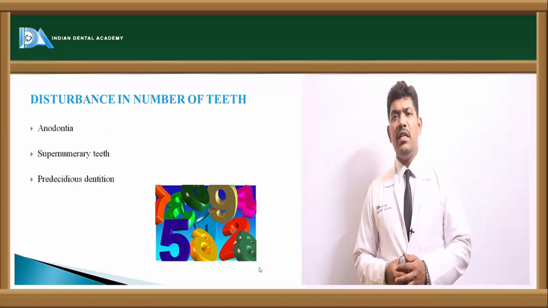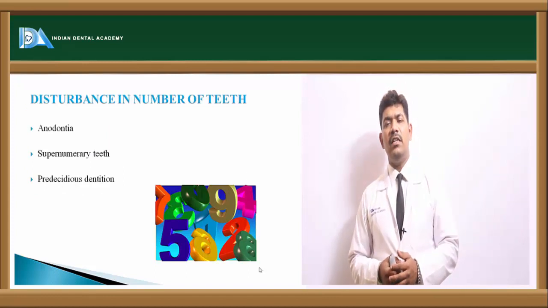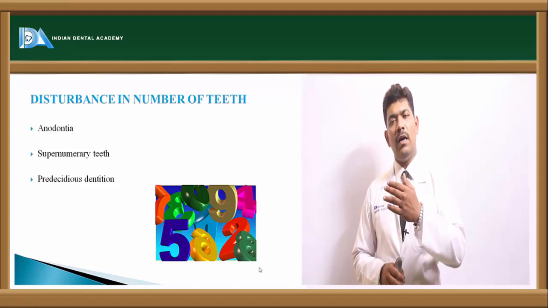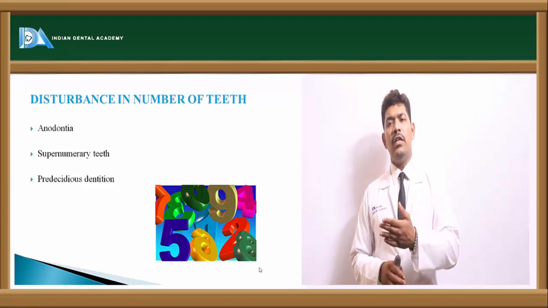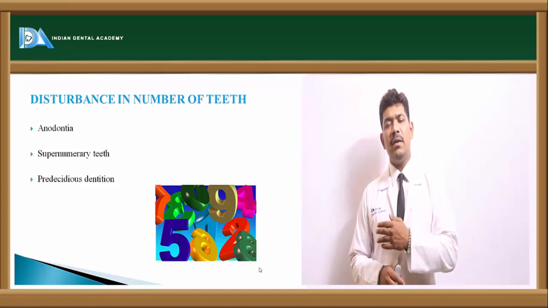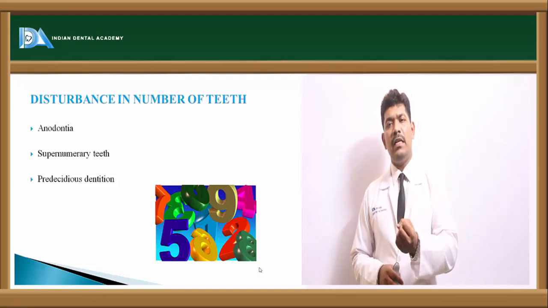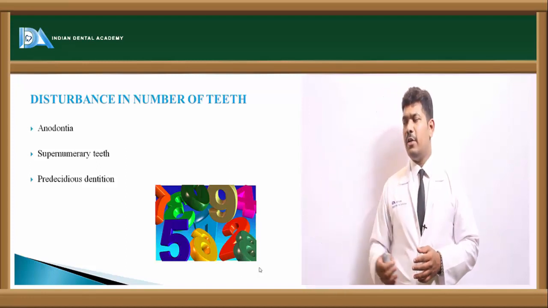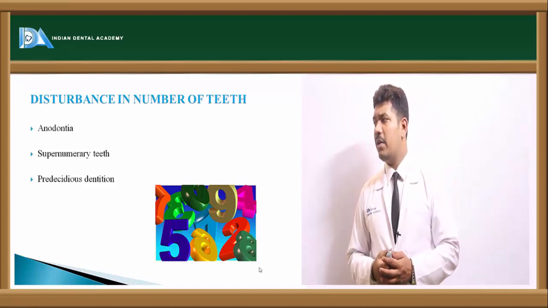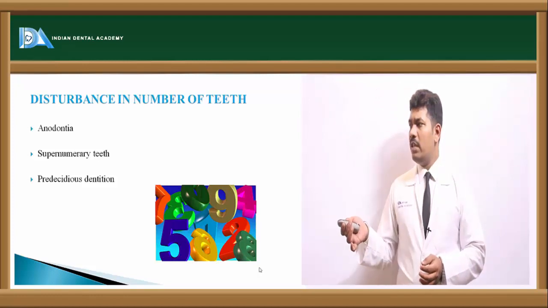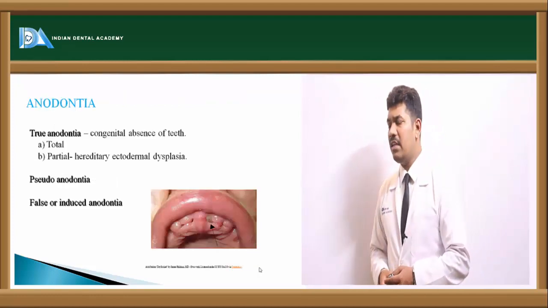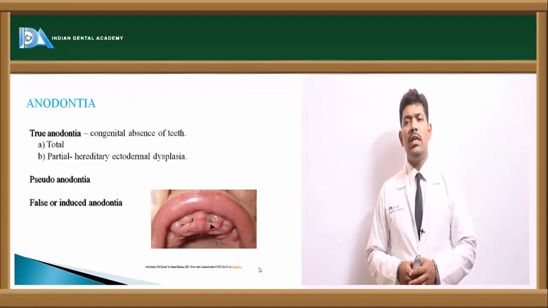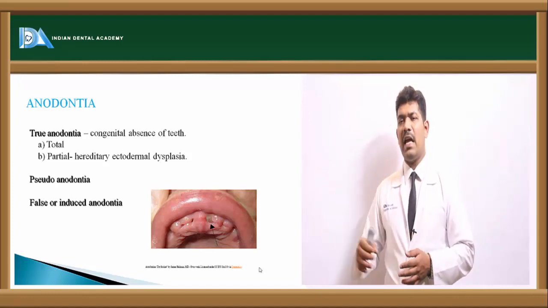Now next we have the disturbance in the number of teeth. There is a discrepancy in the total number of teeth, which again could be true or actual anodontia, or it could be relative, where there is a lack of teeth clinically, but radiographically there is presence of teeth. According to that, it is divided into anodontia, supernumerary teeth, and pre-deciduous dentition. Within anodontia, we have true anodontia, where there is actual absence of teeth, either clinically or radiologically. So there is total absence of the tooth bud itself, a congenital absence of the teeth.